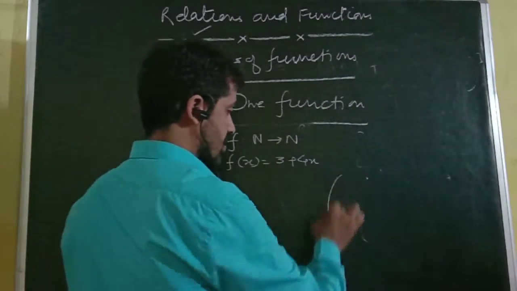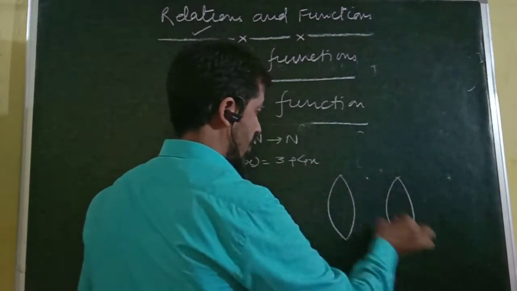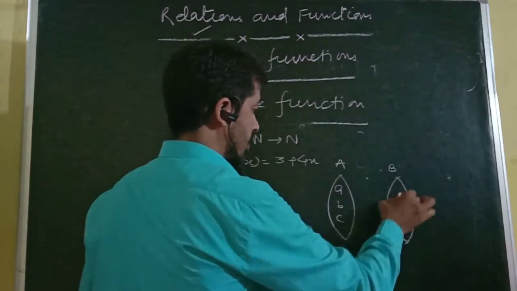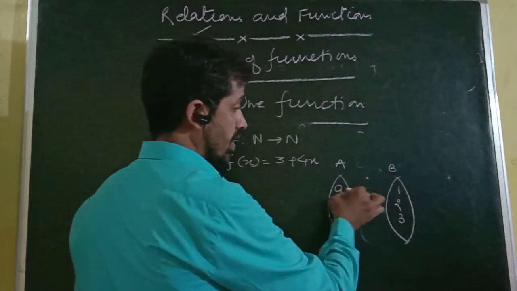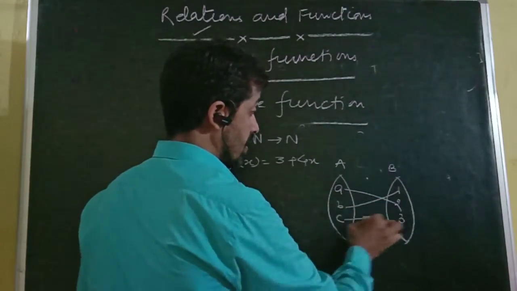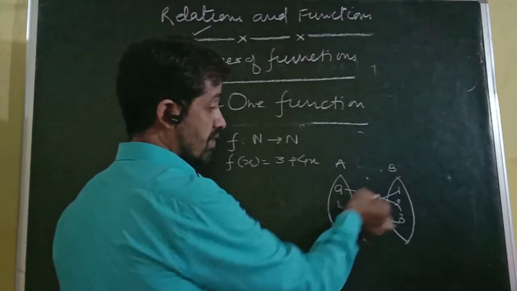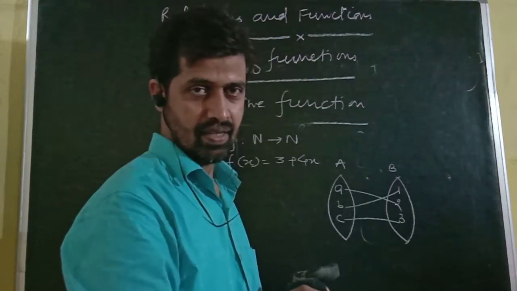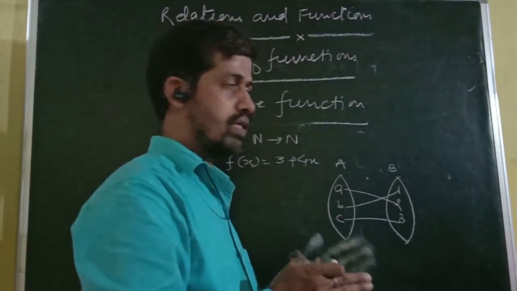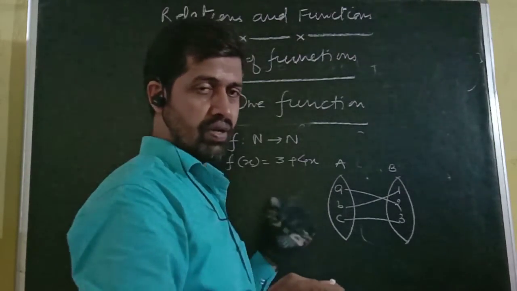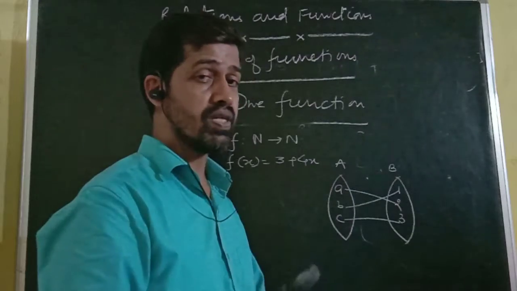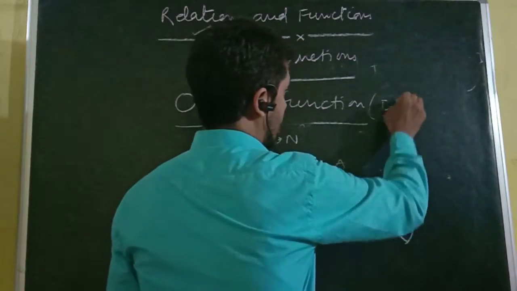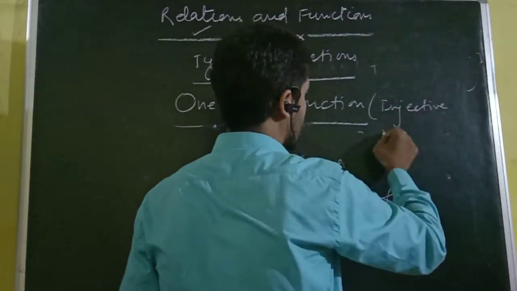We can understand this way: set A, set B, A, B, C, 1, 2, 3. A related to 2, B related to 1, C related to 3. So different elements have different images. Or in other words, same images come from the same elements. This concept we use to prove a one-one function, which is also known as an injective mapping. That is injective mapping.